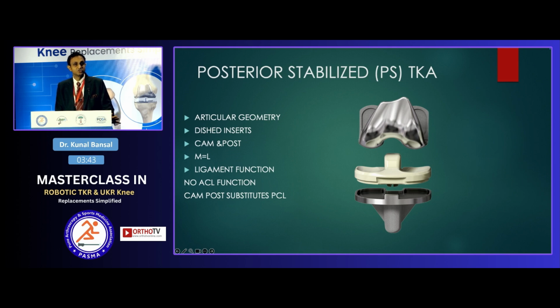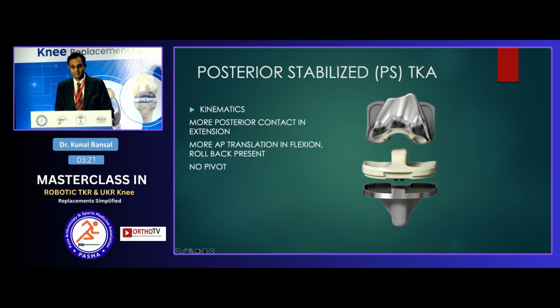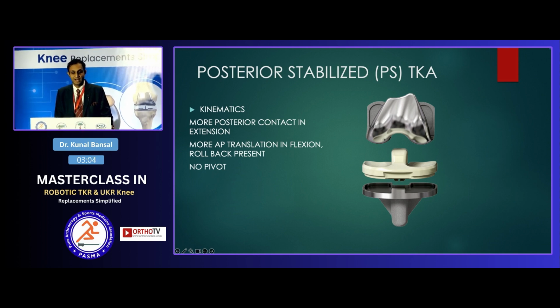The most commonly used implant today, the posterior stabilized or the PSTKA. What is the articular geometry? These are dished inserts. They are based on the cam and post philosophy. Both sides of the poly are identical. There is absolutely no ACL function, no PCL function, but the PCL function is handed over by the cam post mechanism. There is more contact on the posterior quadrant in extension. There is more AP translation in flexion as there is no ACL, but there is a definite rollback as the PCL is absent, and in deep flexion, the poly does rotate and create a slight rollback, but there is no pivot.